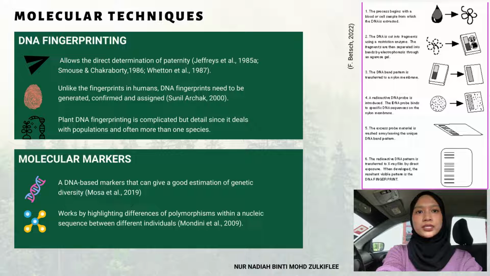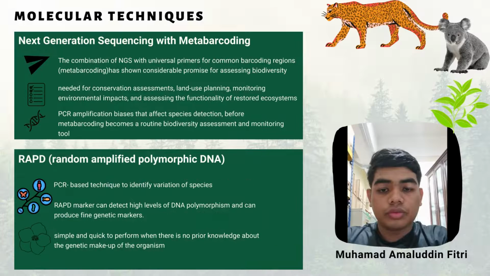A molecular marker is a DNA sequence with a known location on the chromosome, used for inheritance monitoring. Hoshino et al. stated that the evaluation of molecular markers depends on polymorphism found in the DNA. It works by highlighting differences of polymorphism within a nucleic sequence between different individuals. The differences include insertions, deletions, translocations, duplications, and also point mutations. The information obtained from DNA can be used to measure the relationship between organisms and other genetic diversity.